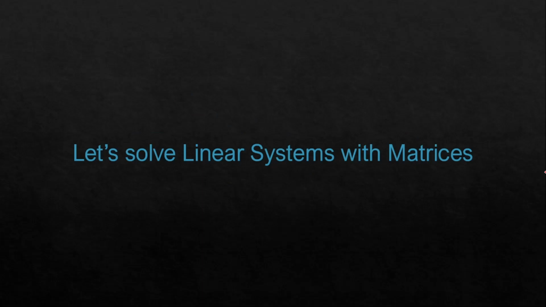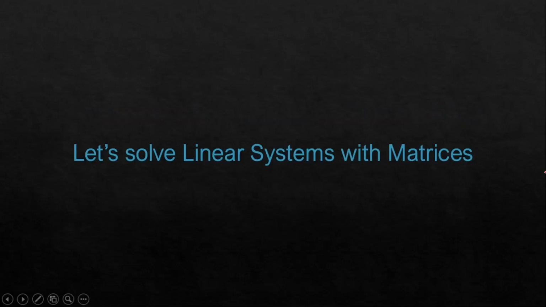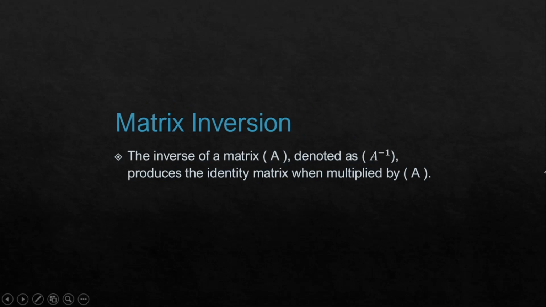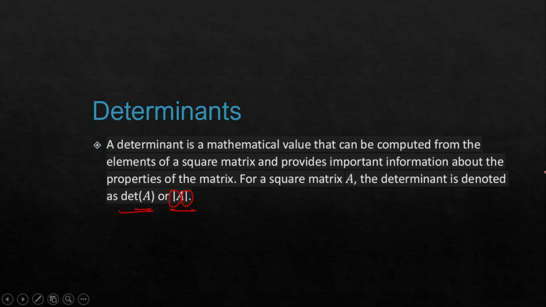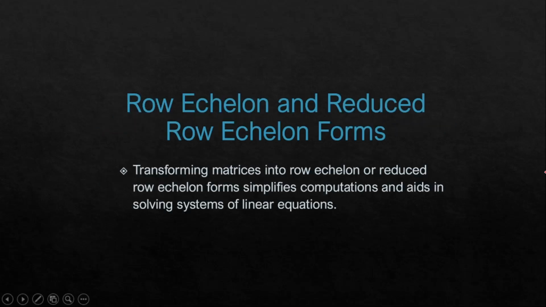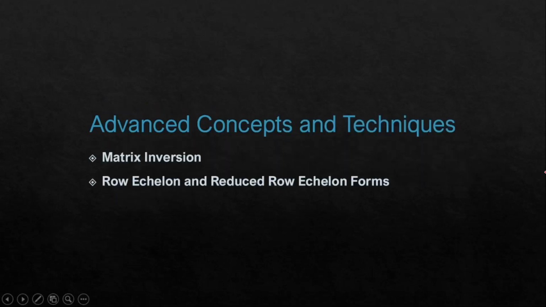Now, what do you have left? How much are we going to cover? Application of matrix, linear systems with matrix, row echelon and reduced row echelon, matrix inversion, advanced concepts and techniques, determinants. Should we continue? Yeah, I think we should stop here.